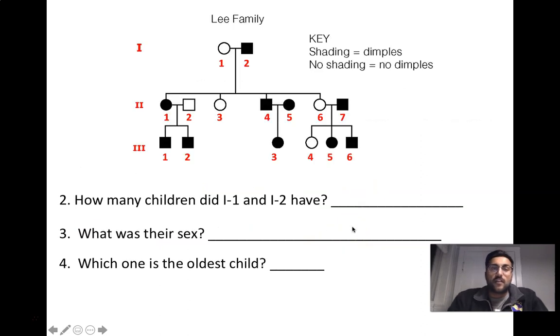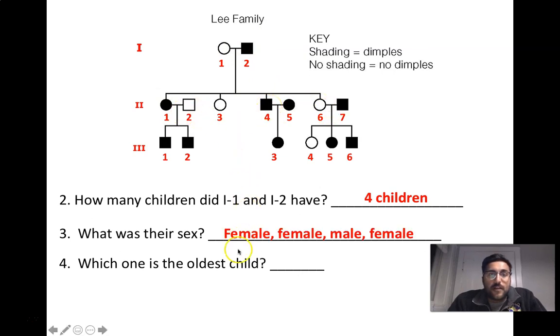Okay, so let's answer some questions here. How many children did generation one, person one and generation one, person two have? So these two. How many kids do they have? Well, they had one, two, three, four kids. What was their sex? Well, like we already said, three girls, one boy. Which one was the oldest? Well, person two, number one, this daughter over here.